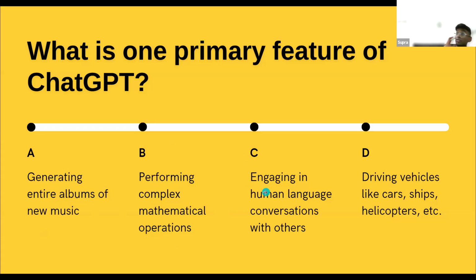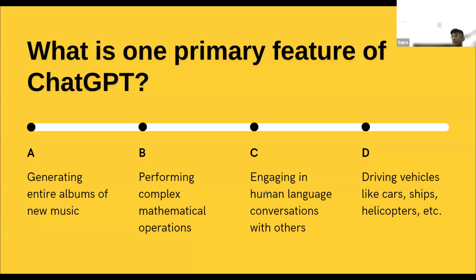Okay, C is engaging in human language conversations with others. ChatGPT is an LLM. The primary purpose of an LLM is to engage in human language conversations. So this would be a great answer, and that also is the right answer. So C is the correct answer.